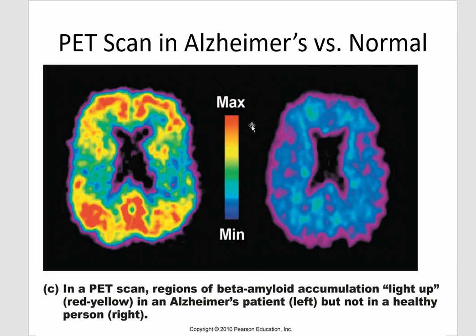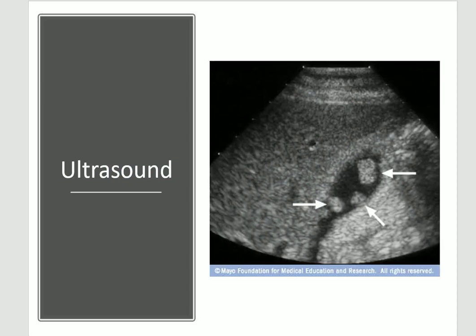This is a normal brain. This is a PET scan of a person with an Alzheimer's brain. This is colorized. Typically when you see PET scans, they're actually black and white because it's a lot cheaper. And then this is an ultrasound. This is a gallbladder, and these are gallstones that this ultrasound has exposed. And that's it for this first lecture.